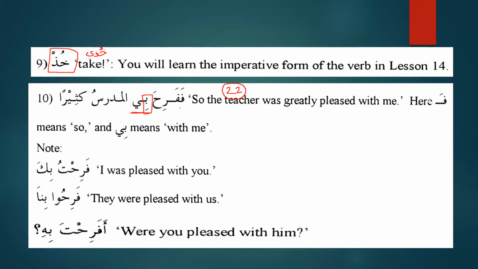And here, if you want to say the teacher was happy with me, you will say فَفَرِحَ بِي الْمُدَرِّسُ كَثِيرًا. If you want to say I was pleased with you, you will say فَرِحْتُ بِكَ. So you have to use the preposition of be. You cannot use ila or any other preposition. فَرِحُوا بِنَا, they were pleased with us. And أَفَرِحْتَ بِهِ, were you pleased with him?